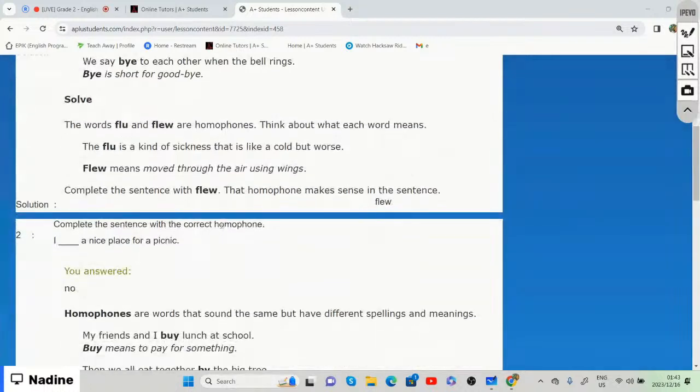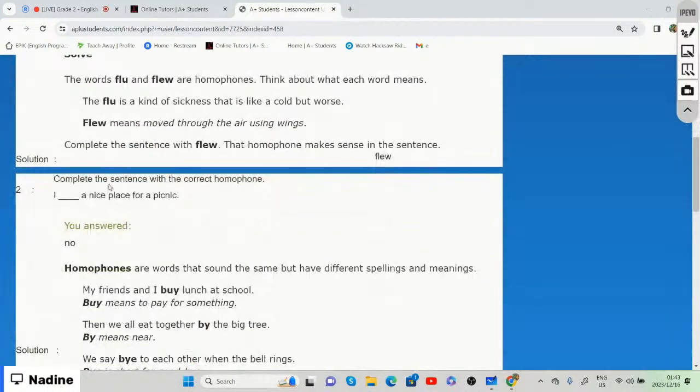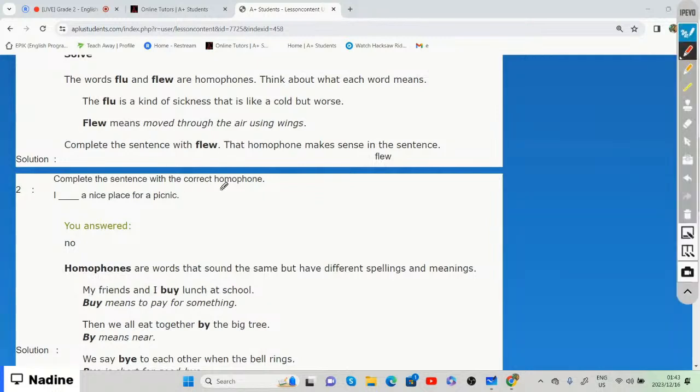And then I know a nice place for a picnic. So I know, is it no or no? I know a nice place for a picnic. Which one is the correct one? Is it the first option, no, which is no, or the second option, no, which is KNOW?